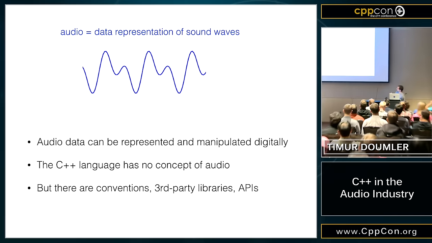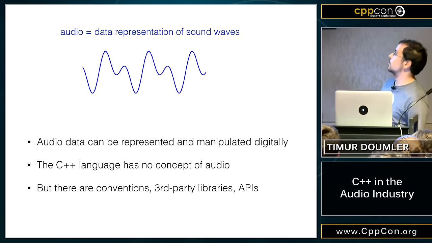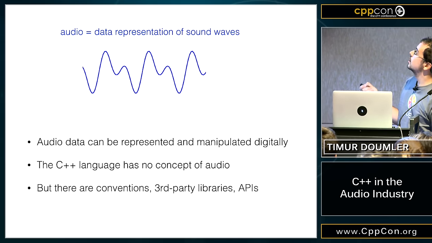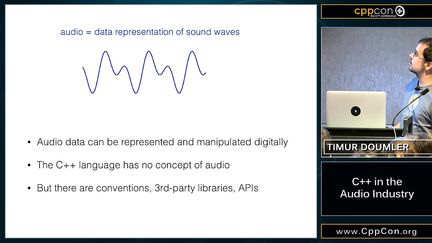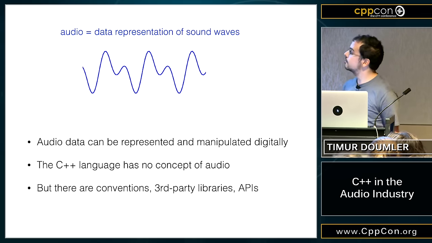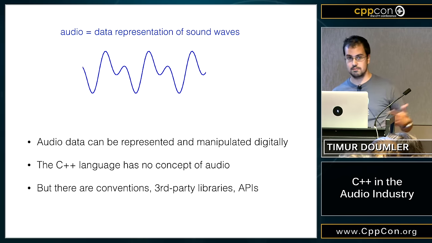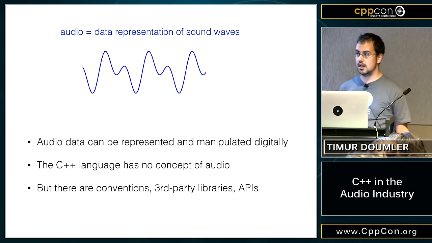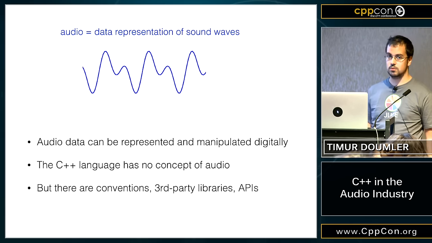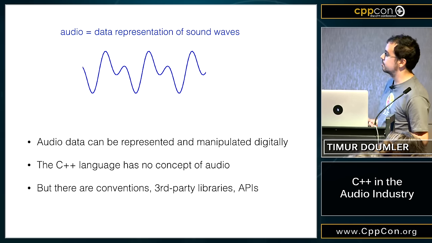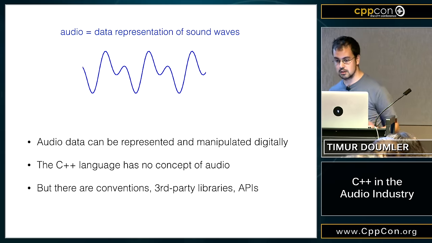Audio is essentially a representation of sound waves. So here's a sound wave, and obviously we can represent this digitally and manipulate sound digitally. But the C++ language itself has no concept of audio. So we have to use third-party libraries, we have to use APIs, and we have to use the conventions offered by these APIs and libraries.